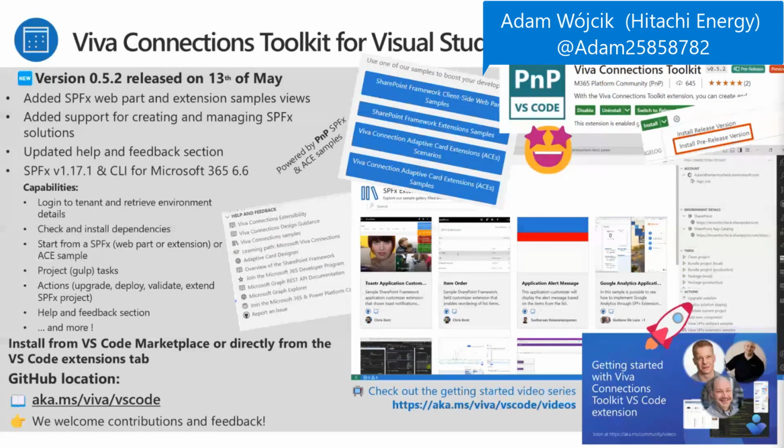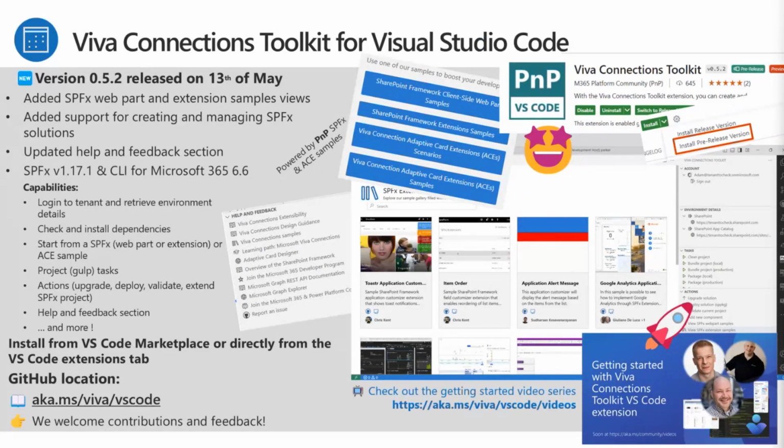But okay, anyway, so Viva Connections Toolkit is the Visual Studio Code extension created by the PnP community for anyone who is working with SPFx or ACE projects. So this is an extension that will boost your productivity in this area. So be sure to give it a try and check it out. We are still in beta releases. There was a quite recent new 0.5.2 beta release, which added an awesome capability regarding the SPFx area. Now you are able to scaffold a new project based on an SPFx sample coming from our PnP web parts and extension sample gallery. So this is really, really cool.